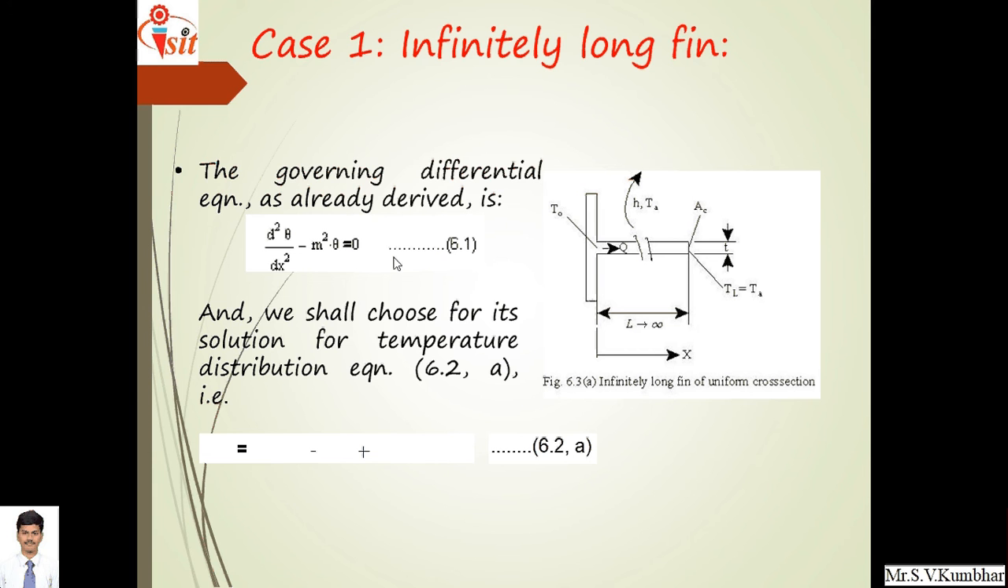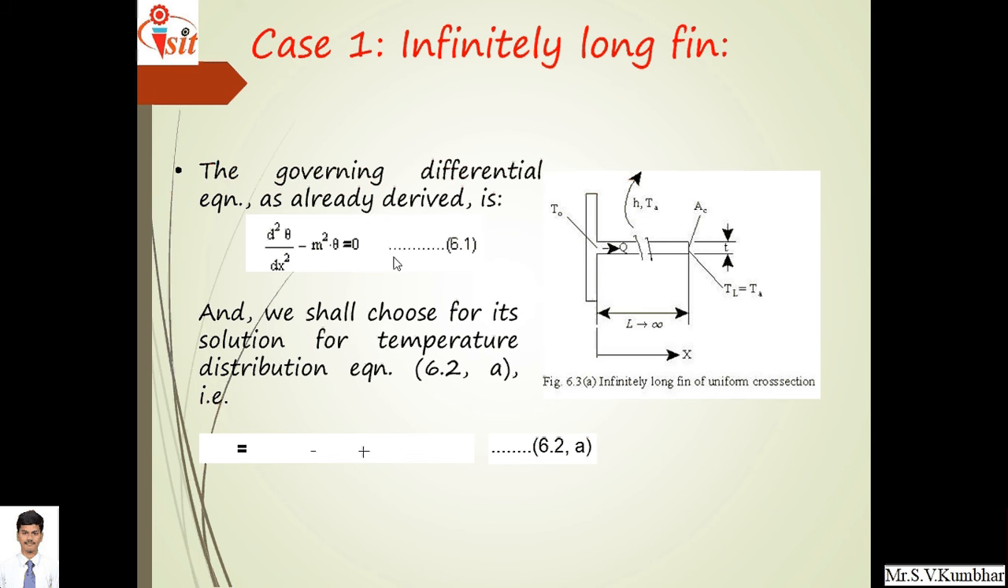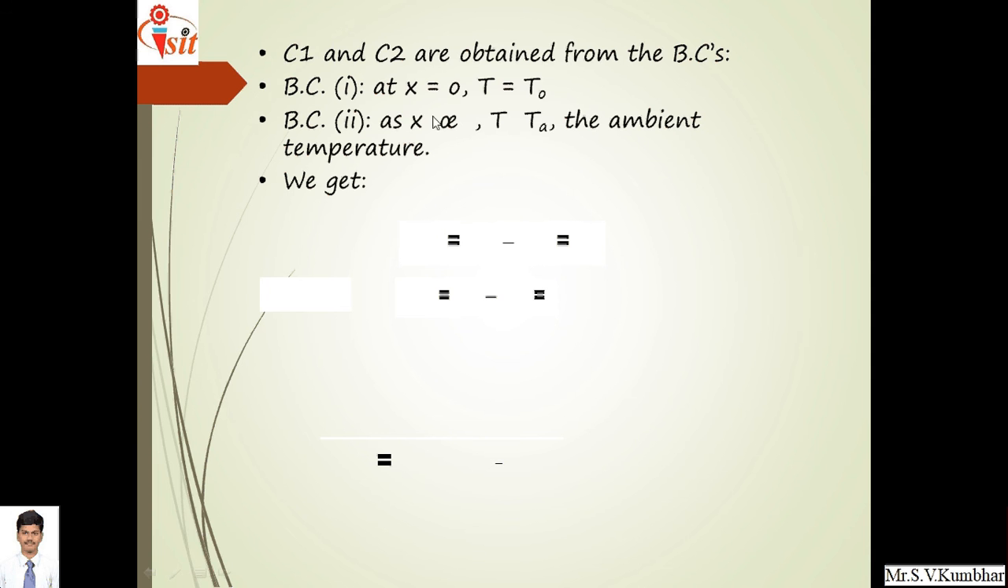Also we will choose its solution for the temperature distribution as theta x is equal to C1 exponential of minus mx plus C2 exponential of mx. Now C1 and C2 can be obtained from the boundary conditions. When x is equal to 0, T is equal to T0, and when x is equal to L, that is L equal to infinity, T will be Ta, the ambient temperature. These are the two boundary conditions we will implement.